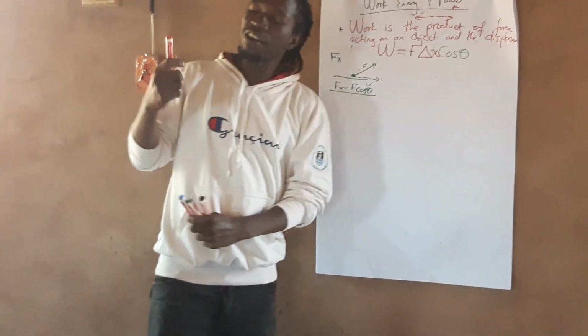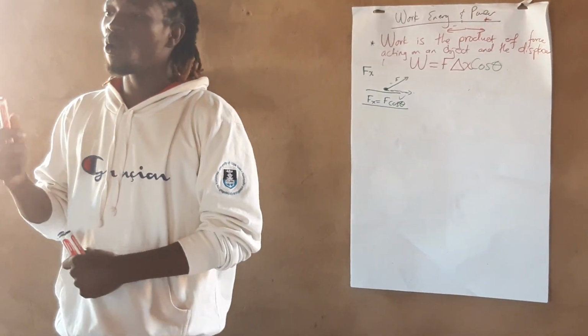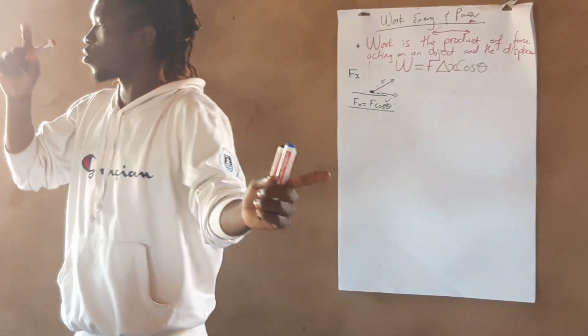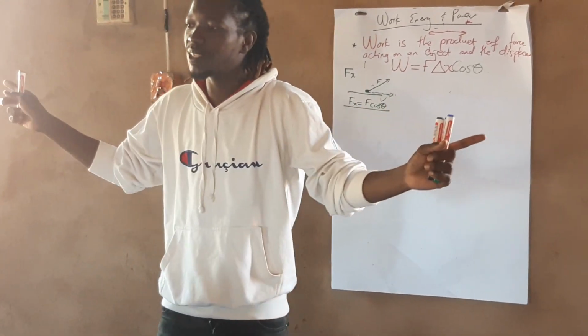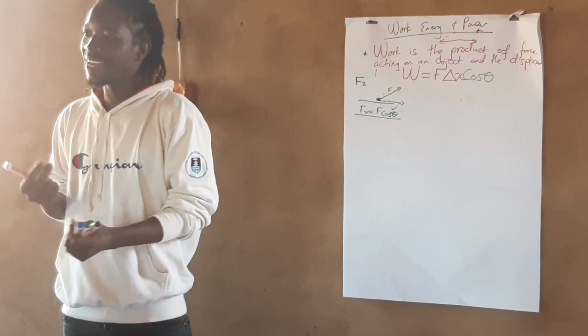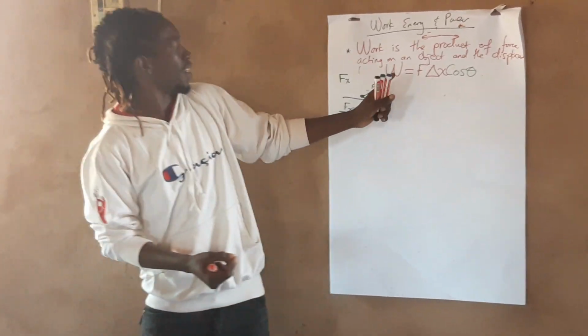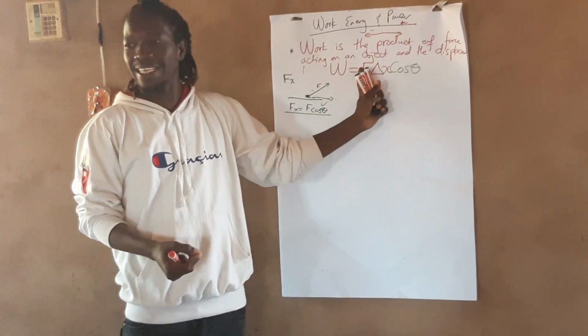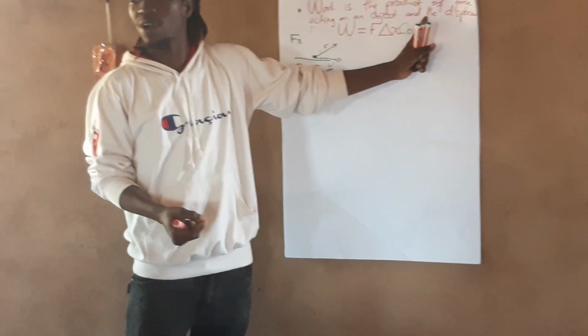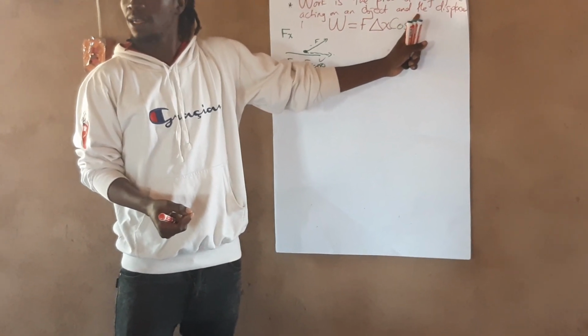Yes. If now your object is going there and your force is going there, what does it mean? It means that now your force is a negative force. So you can account for this by putting a negative there, or you can just put cos 180. Do you get my point?